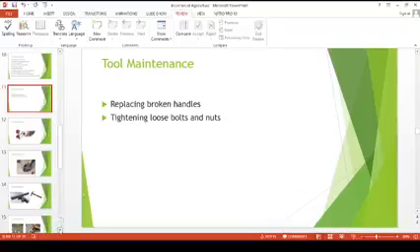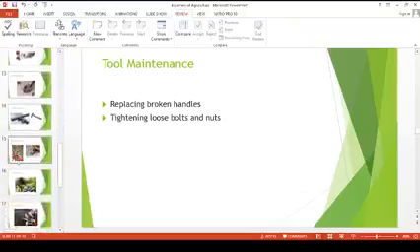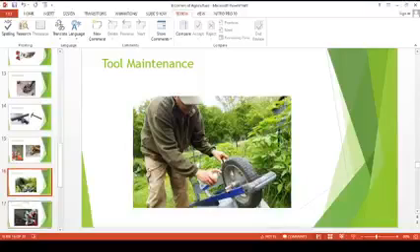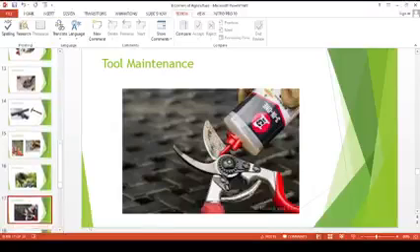There are some tools that have bolts and nuts, right? If you look at the wheelbarrow, it has some bolts and some nuts that need to be tightened. A tool like this secateur has some nuts or some screws over here that need to be tightened if they are loose. So this is how we maintain some tools.